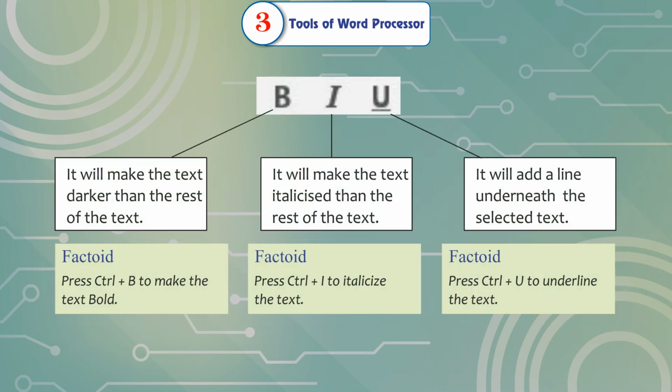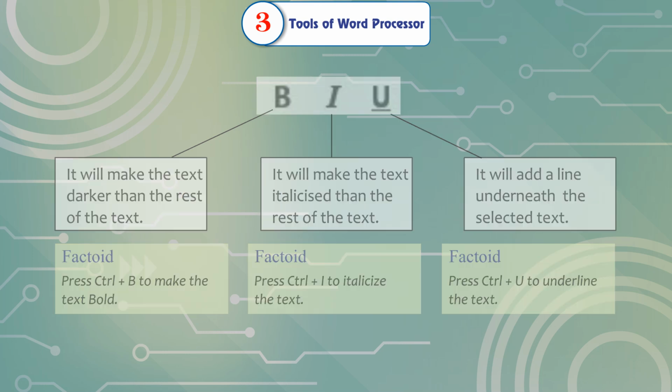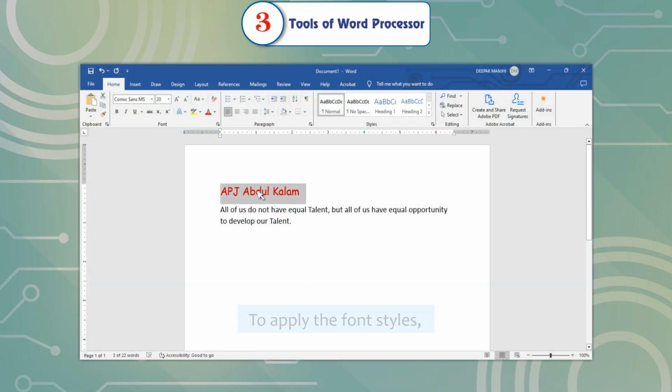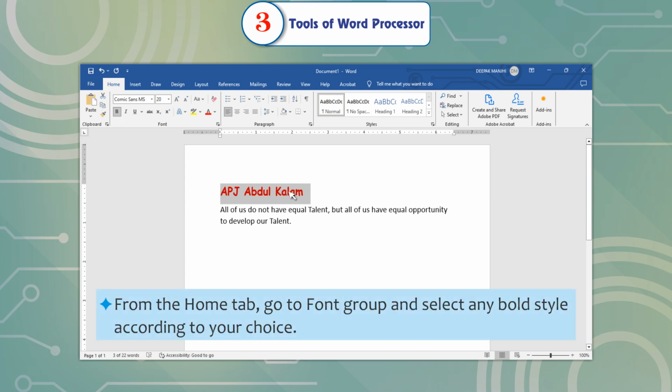Bold will make the text darker than the rest of the text. Factoid: press Ctrl+B to make the text bold. Italic will make the text italicized. Factoid: press Ctrl+I to italicize the text. Underline will add a line underneath the selected text. Factoid: press Ctrl+U to underline the text. To apply the font styles, select the text. From the Home tab, go to Font Group and select any font style according to your choice.